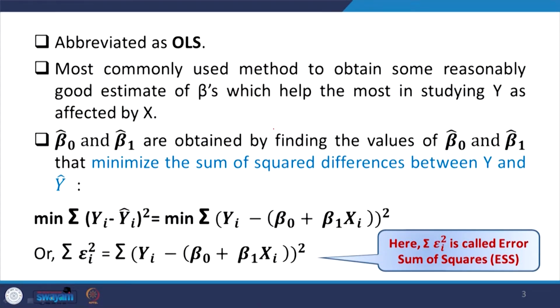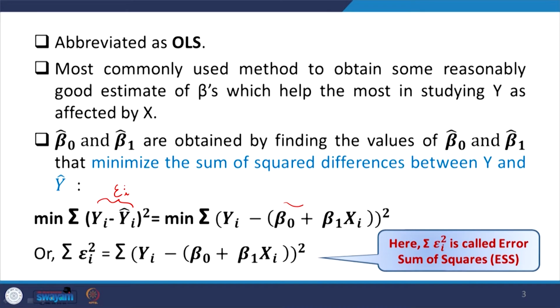Then, the most commonly used method to obtain reasonably good estimates of the betas, which help the most in studying y as affected by x. So, in our previous equation, we mentioned that we are supposed to derive the estimated values, that is beta naught hat and beta 1 hat. They are obtained by finding the values of beta naught hat and beta 1 hat that minimize the sum of square differences between y and y hat. Y hat is basically the estimated value, so this difference is nothing but the error term.